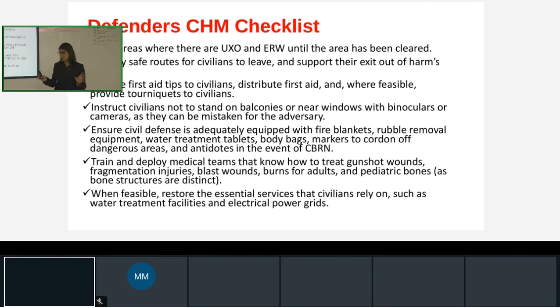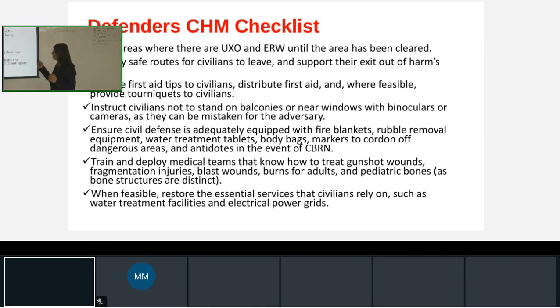I was really heartened to hear how some of the Syrian doctors were doing online Zoom trainings with the Ukrainian doctors specifically on this kind of care and the difference between adults and pediatrics. And again, thinking through how quickly you can restore essential services as a defender so that civilian survivability increases.